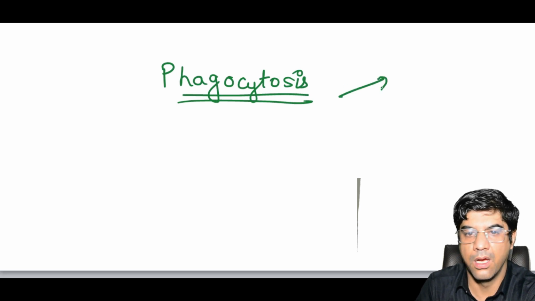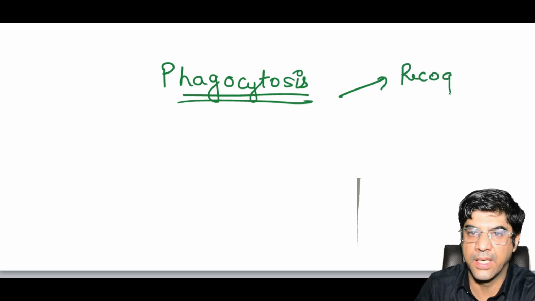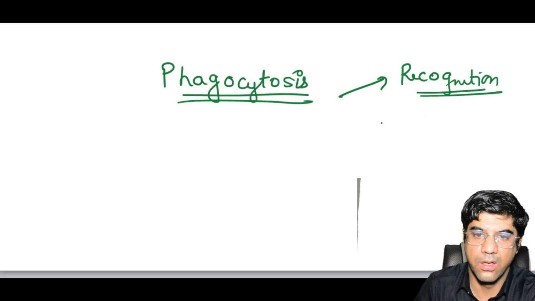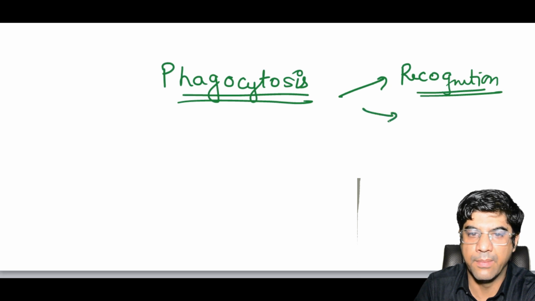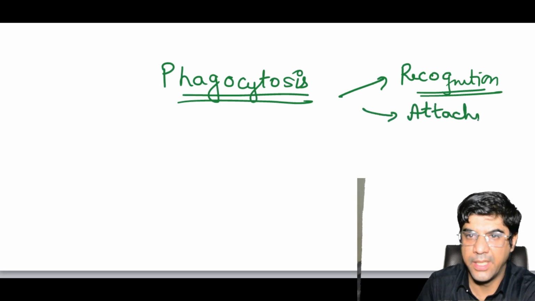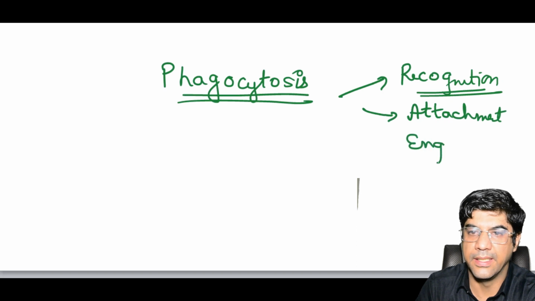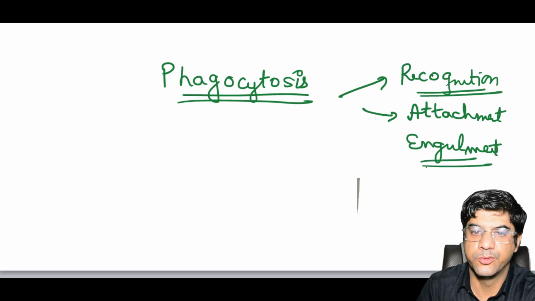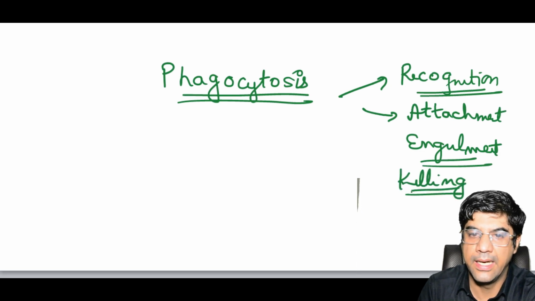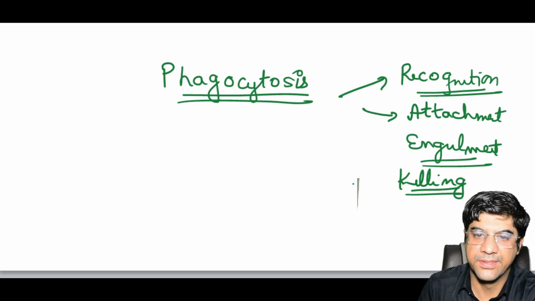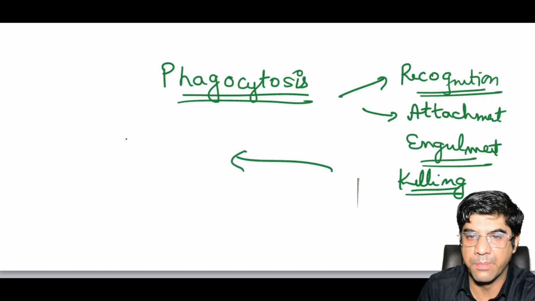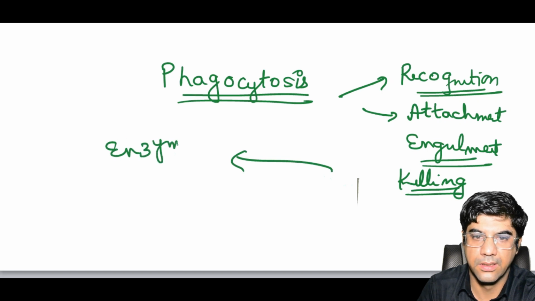So what are the steps of phagocytosis? First is recognition. They identify and latch on to the target, often helped by antibodies and complement. Second is attachment. Third is engulfment. The target is swallowed up in a little bubble inside the cell. And last is killing and digestion. Inside the bubble, the target is digested using powerful enzymes and chemicals.